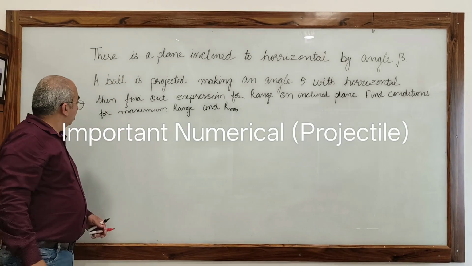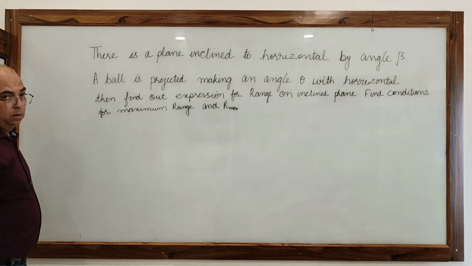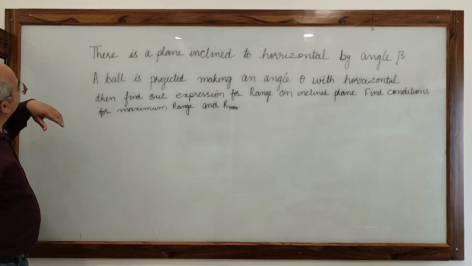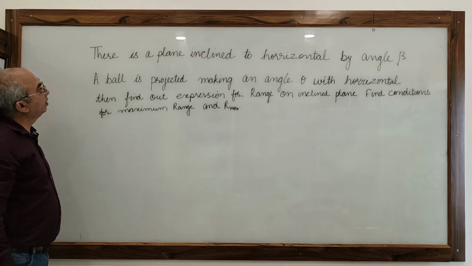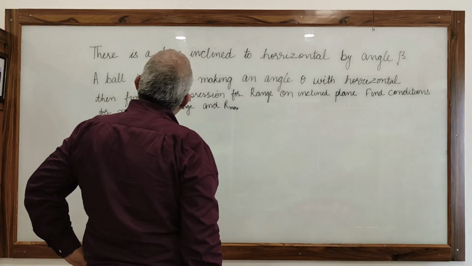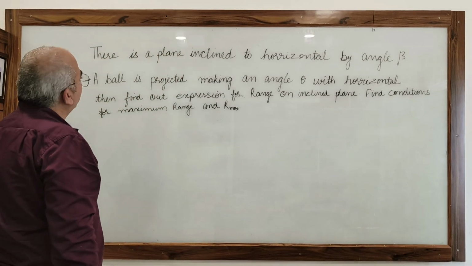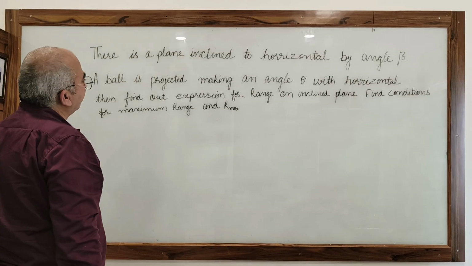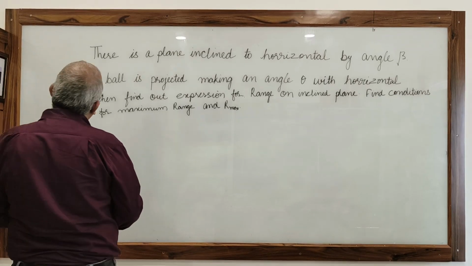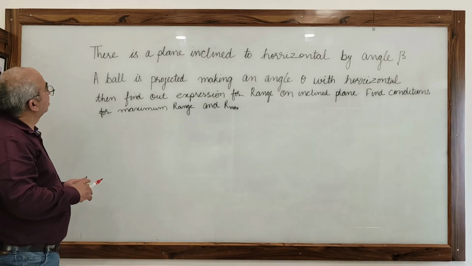This is a very important numerical. So let us look at the statement first. There is a plane inclined to horizontal by an angle beta. A ball is projected making an angle theta with horizontal. Then find out the expression for range on the inclined plane. Find conditions for maximum range and Rmax.